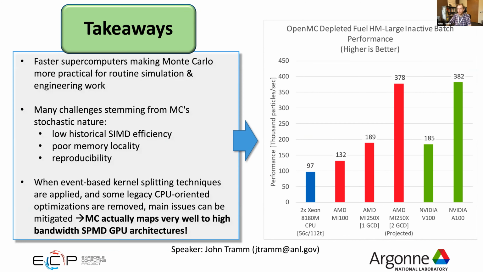But there are many issues stemming from Monte Carlo's stochastic nature: low natural SIMD efficiency, low memory locality, challenges in reproducibility. But when we apply some GPU-specific techniques and remove some legacy CPU optimizations, we find that we can mitigate these issues, and we find that Monte Carlo actually maps very nicely to high bandwidth GPU architectures.